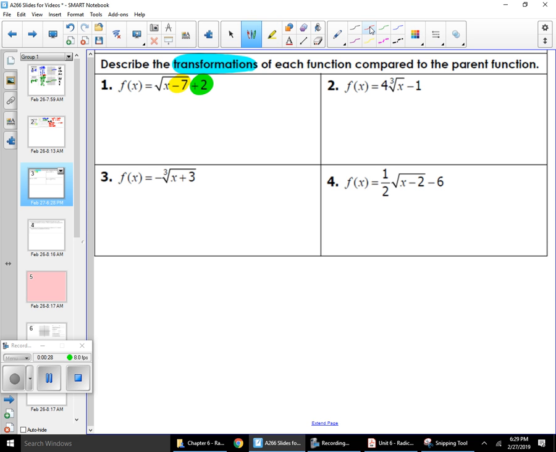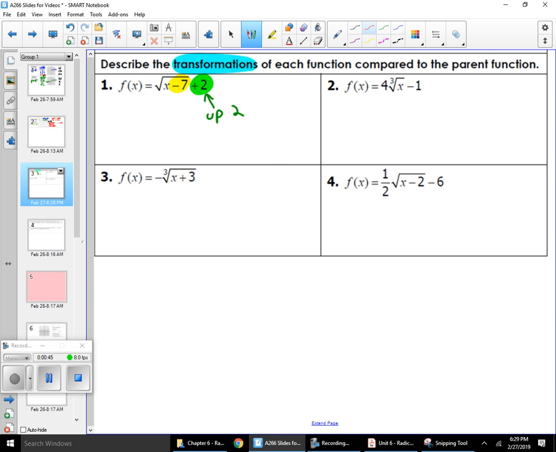So what that +2 on the outside is telling me is that this whole graph is going to be shifted up 2 units. That's our k value. Stuff on the outside of our radical is represented with a k. So that's telling us we are moving up 2.